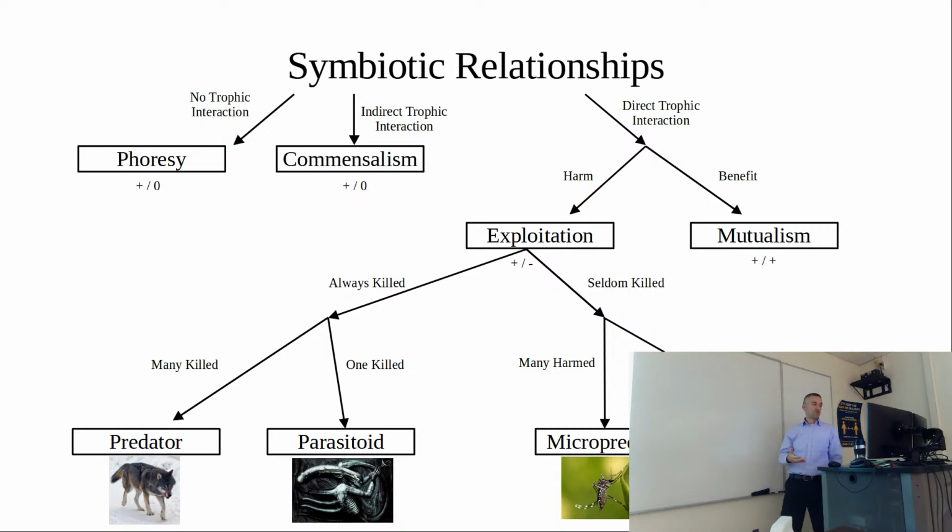So our indirect trophic interaction that we have is commensalism. This is indirect because the organisms aren't feeding on each other. All right? Yet they both benefit in terms of energy acquisition if they live together. In commensalism, you typically have one that benefits and then the other that does not. One that benefits, the other that does not. So, what's an example of a commensal relationship?